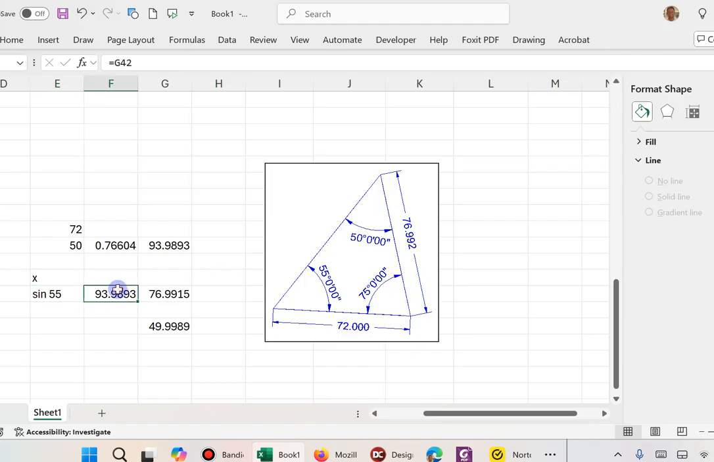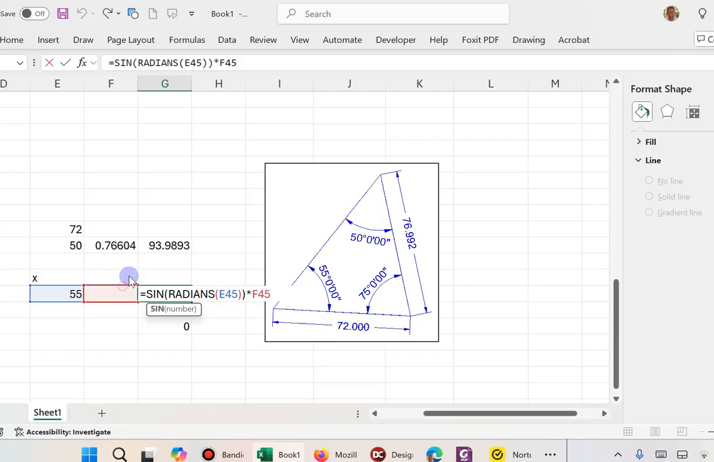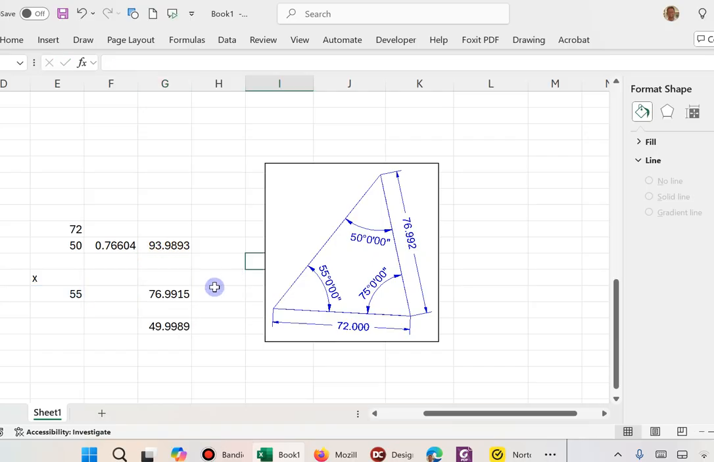So sine of 55, enter. You just do the same thing: you multiply the sine of that angle times that common denominator right here. You get rid of that equal and go here, like that. So you end up at 76.992. That's how you calculate that leg.